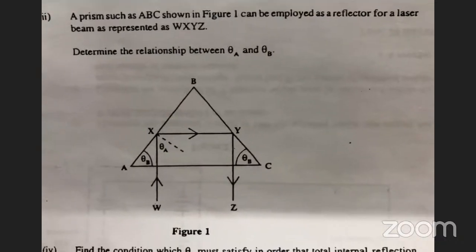they said that the prism ABC shown in figure 1 can be employed as a reflector for a laser. Determine the relationship between OA and OB, right? There's a little bit of maths as well. So first thing first, look at the ray. The ray starts at W, it's going through the surface AC and meets where? At X, right?